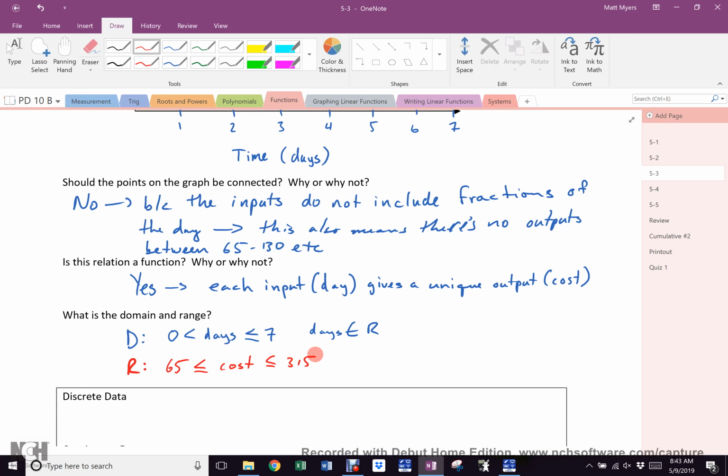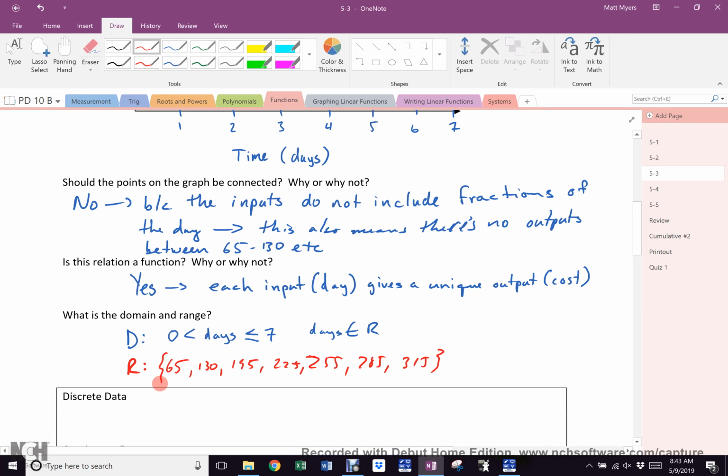Let me say a number that is between 65 and 315. 203. Will I ever pay 203 for this car? No. So are you happy with that? No. What is it really? And then 130. And then 195. And then 225. And then 255. And then 285. And then 315.